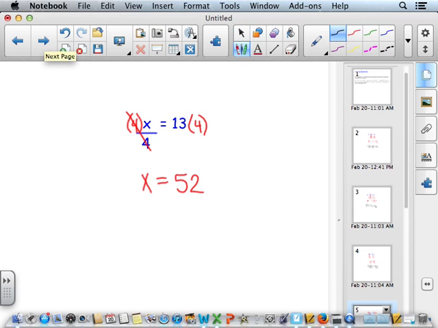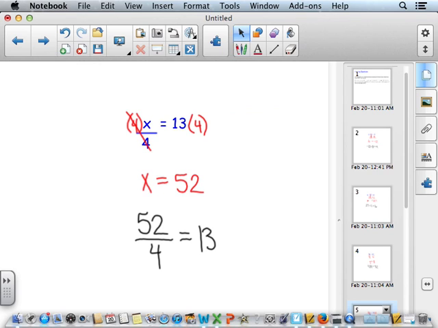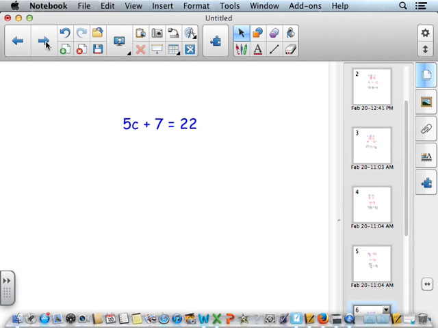I can check by replacing x with 52, and 52 divided by 4 is 13, so I know that my solution is correct. These were all examples of one-step equations. One operation was involved, and I took one step to solve. Now I want to take a look at a two-step equation. A two-step equation involves two operations.